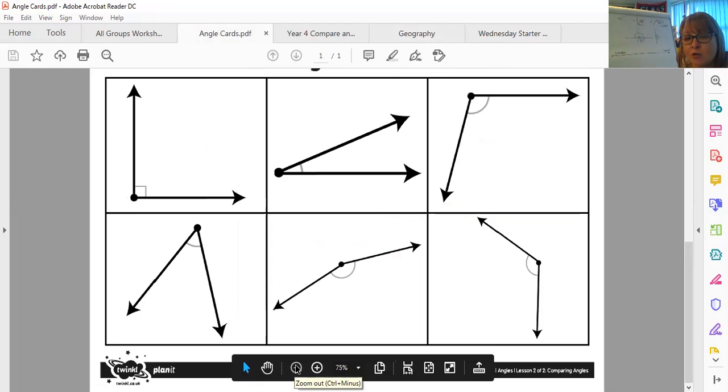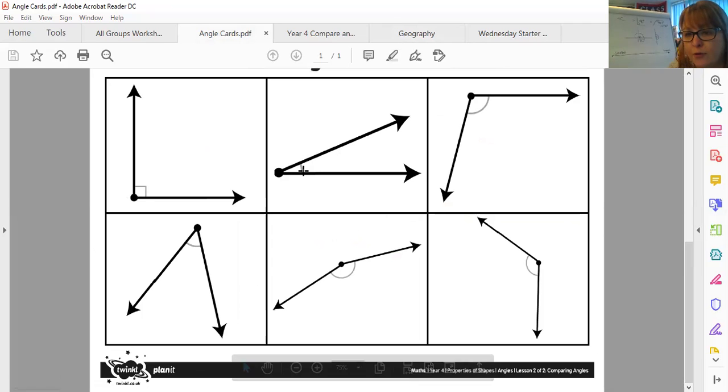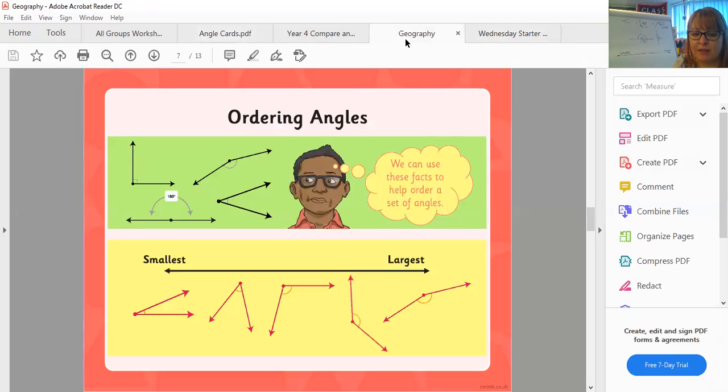Now, I'm not asking you to measure these angles. That's something you don't need to be able to do. So you're going to do it by sight. So you really need to look at the angle as it's marked out. Okay. Use your square, your right angle if you can, if you need that help. Now, go back to here. So you need to order them. So have a go at doing that. And pause this whilst you're doing it.